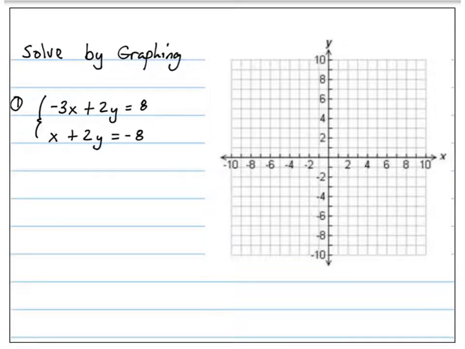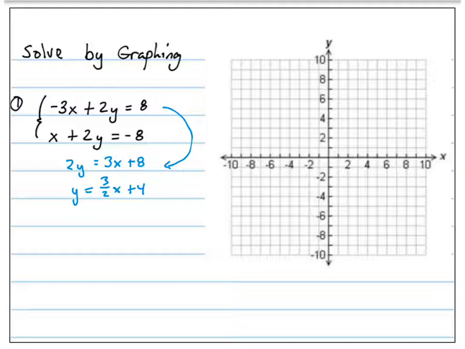The first thing we need to do is rewrite our equations. By that I mean getting y by itself. In the first equation, I'd have to move the 3x over. So it becomes 2y equals 3x plus 8. Then I divide by 2, so y equals 3 over 2x plus 4.